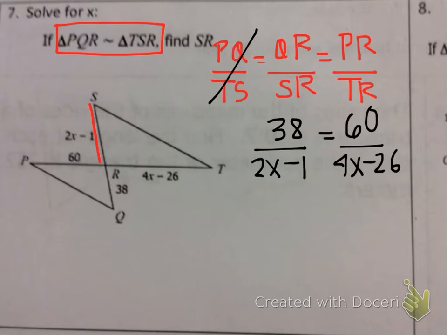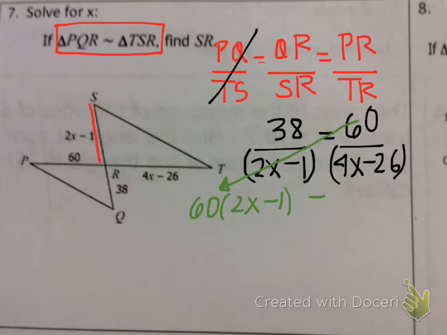So from here, when you have two terms, make sure you put those in parentheses because when we cross multiply, we will have to apply distributive property here. So crossing over, we have 60 times 2x minus 1. Bring down your equal sign, and then we would have 38 times 4x minus 26.